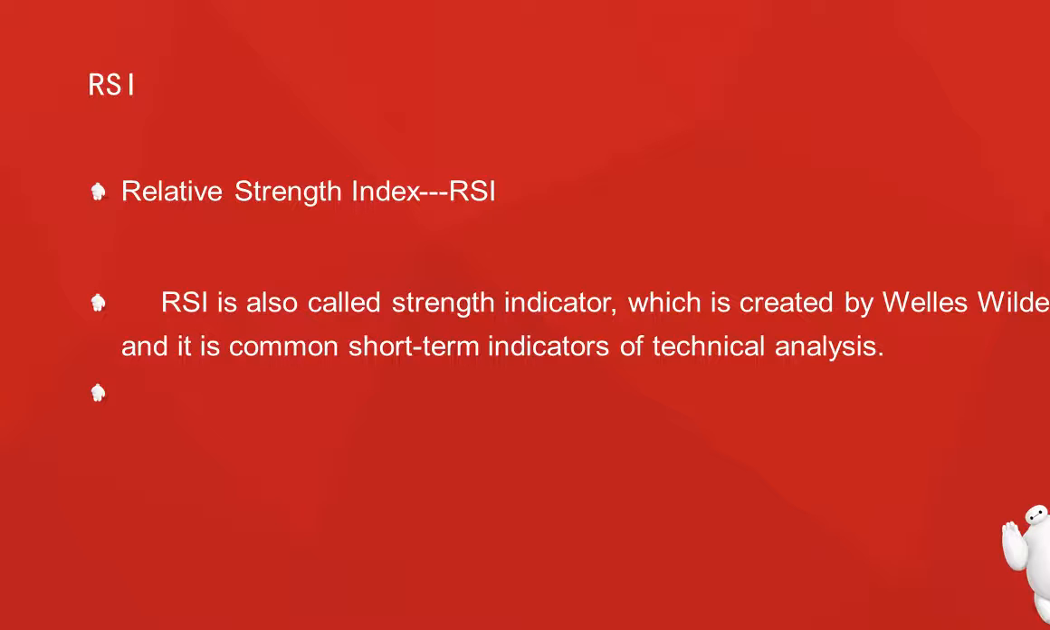Let's see the first indicator, which is called RSI. RSI is the relative strength indicator, created by Welles Wilder, and it is a common short-term indicator of technical analysis. You should remember, RSI is only for short-term, not for medium or long-term. KDJ also belongs to short-term, okay? So if you want to do some short-term trading, you can use these indicators to judge.